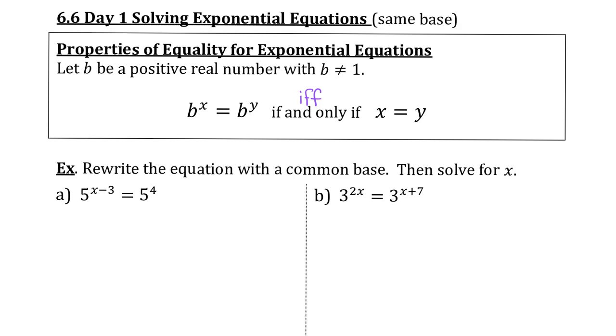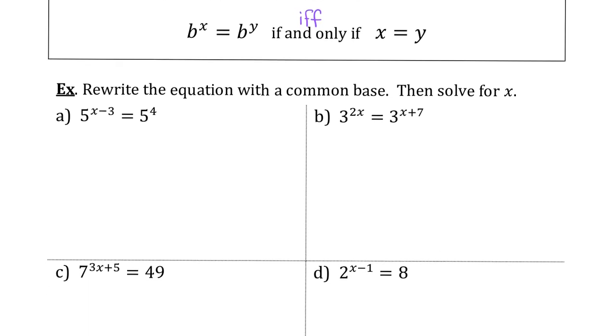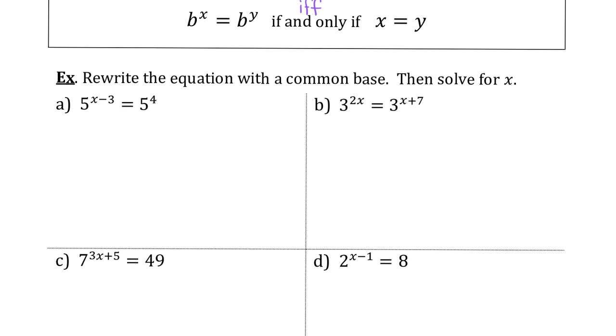Okay, so let's look at these. For the example, we're going to rewrite the equation with a common base if necessary, and then solve for x. So this is what the property is saying. I have 5 to the x minus 3 is equal to 5 to the 4. If they have the same bases and they are equal, their exponents must be equivalent. So this must equal this. Since they're equal, their exponents are equal. Then I can solve this and find that x equals 7.